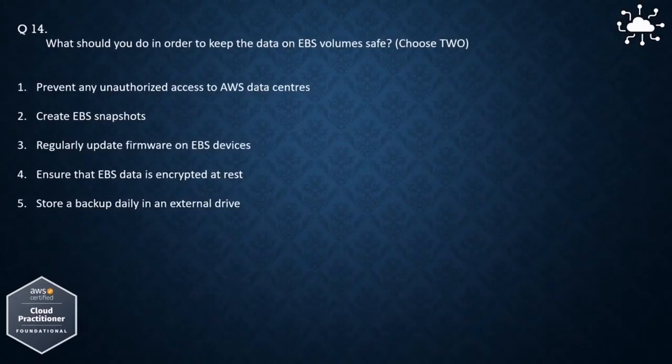Question number 14. What should you do in order to keep the data on EBS volumes safe? Choose 2. 1. Prevent any unauthorized access to AWS data centers. 2. Create EBS snapshots. 3. Regularly update firmware on EBS devices. 4. Ensure that EBS data is encrypted at rest. 5. Store a backup daily in an external drive. The correct answers are: create EBS snapshots and ensure that EBS data is encrypted at rest.